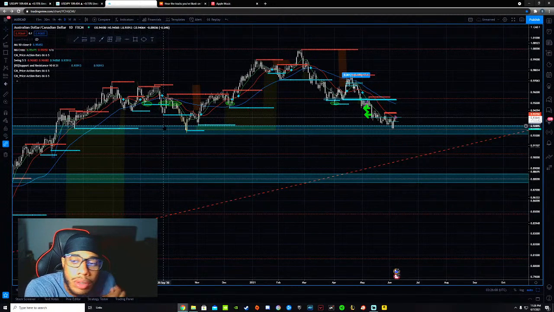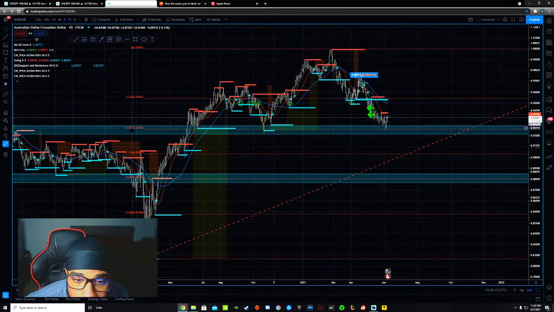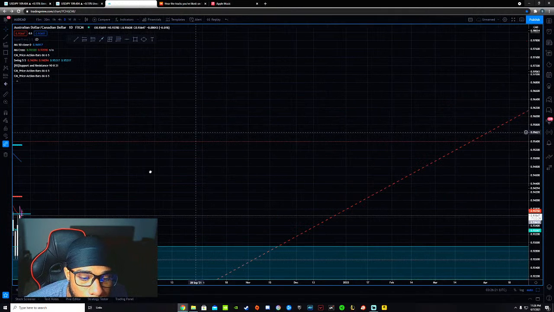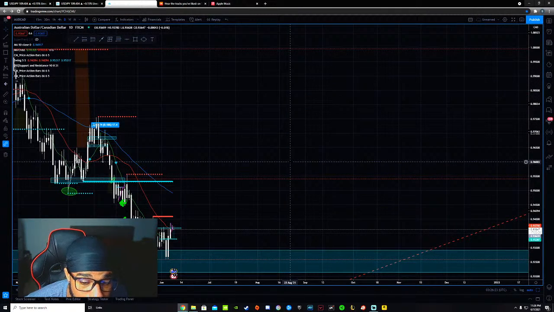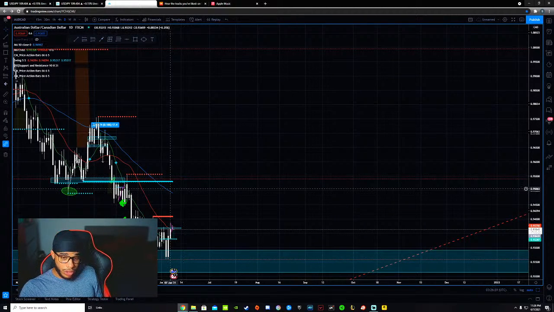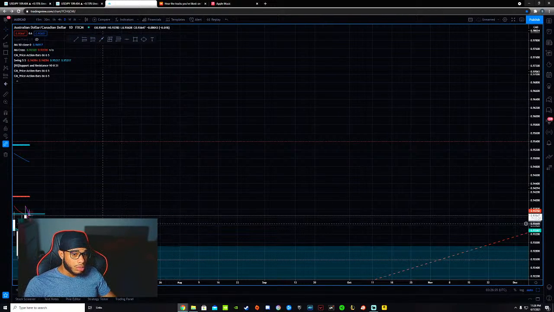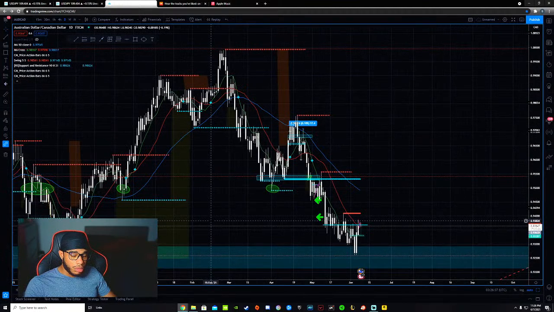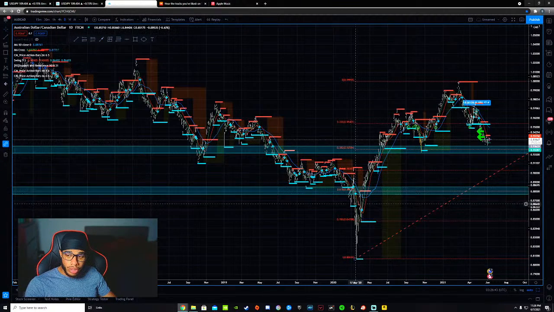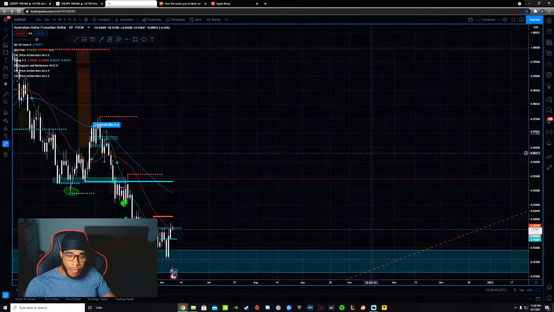So now we get to the daily. See that 382 level, that continuation level, you kind of see price starting to bounce off of that, which could indicate a continuation in the uptrend. So overall trend right now is up. So we should be looking for some buys.